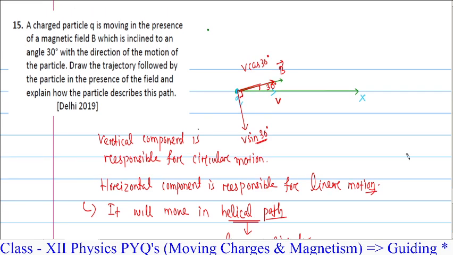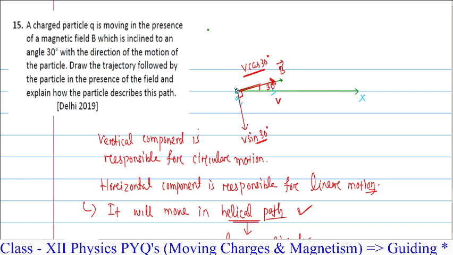So what it is saying, draw the trajectory followed by the particle in the presence of the field and explain how the particle describes the path. This is how it describes the path. Due to the horizontal component along the direction of magnetic field, it will undergo linear motion, because there will not be any kind of force on the charged particle due to this component of velocity. So it moves undeviated with this speed, because the force due to the magnetic field will not be acting upon it.